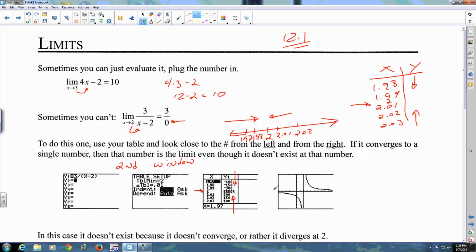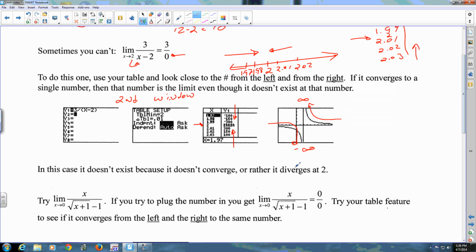Now look at the graph. As you come at it from the left, your graph is going down to negative infinity. As you come at it from the right, your graph is going up to positive infinity. So there is no limit. It is divergent. It diverges at 2.